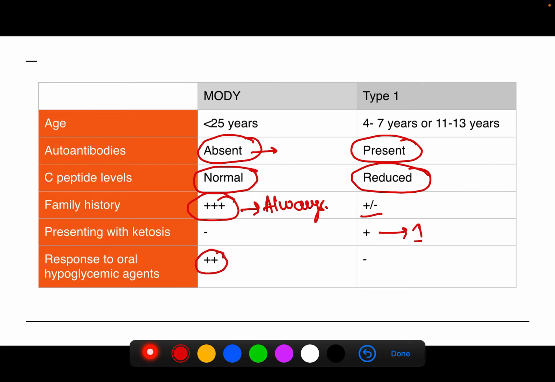Response to oral hypoglycemic agents. So if you are suspecting MODY, what you can do is give them a trial of oral hypoglycemic agent. First evaluate: antibodies are negative, insulin levels are normal, you are suspecting MODY, give a short trial of oral hypoglycemics and see how they are responding. If they are responding well, it's very, very likely that it's a MODY.